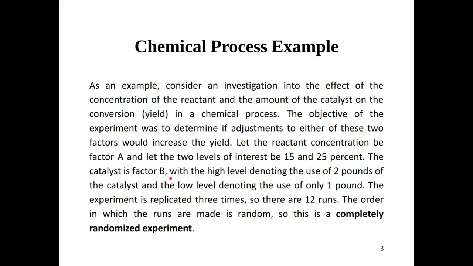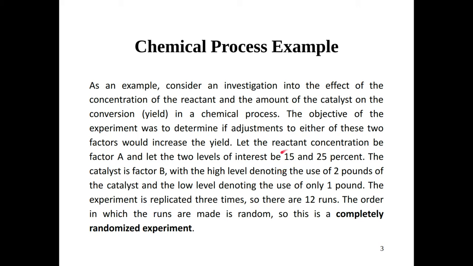And for factor B, which is catalyst, we have two levels again, the high level denoting the use of 2 pounds of catalyst in the chemical process, and low level denoting the use of only 1 pound of catalyst. The experiment is replicated three times. So at each unique combination of factor A and factor B, three experiments were performed. And how many unique combinations do we have? Well, 2 raised to 2, which is equal to 4.